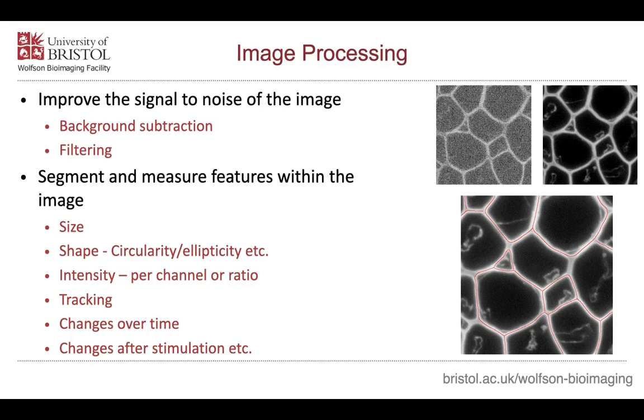So there's two broad reasons you would want to do image processing. Generally, to improve the signal to noise of the image. This is what I would call pre-processing of the image: background subtraction, filtering, so the image will get a bit nicer to look at. From there, you can then move on to doing things like segmentation and measuring features within the image. So measuring things like size or shape, for example circularity, how circular each object is, intensity or ratio of those intensities per channel, tracking objects over time, measuring changes over time, or changes after stimulation, for example.